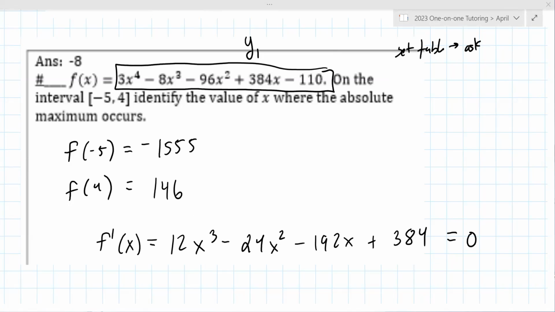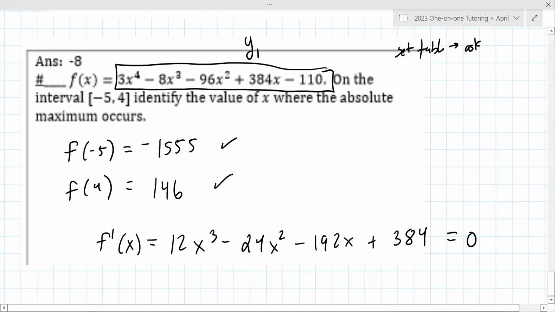You seem to have the right value. Oh, that's x plus 110. That's why it's off. 3x to the fourth, 8x cubed, 96x squared plus 384x minus 110. All right, so I can confirm these are correct from the graph.